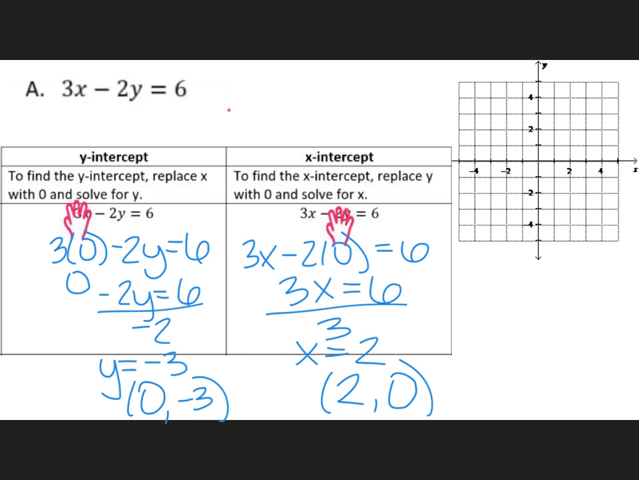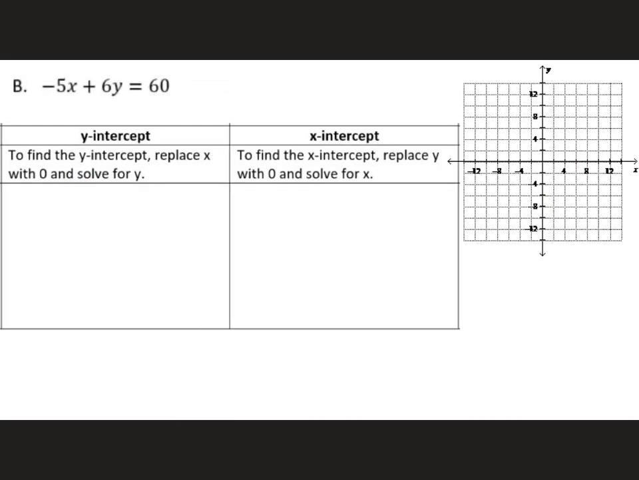If I wanted to graph that, then (0, -3) would be here. (2, 0) would be here. And I could then connect those and show the line of the equation here. So this is one way to graph a line: if you know two points and you know it's linear, which we know this one's linear, it has an x and a y, no exponents, then all I need is two points. Go ahead and see if you can find the y and x intercepts for this one.